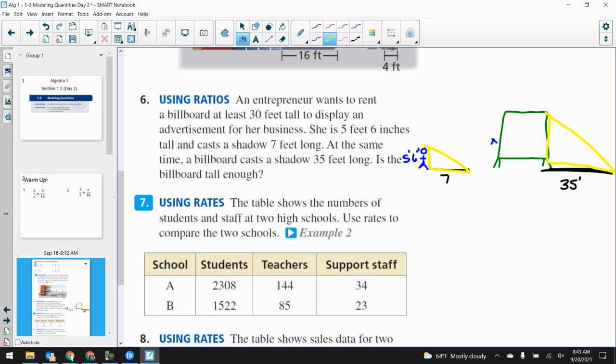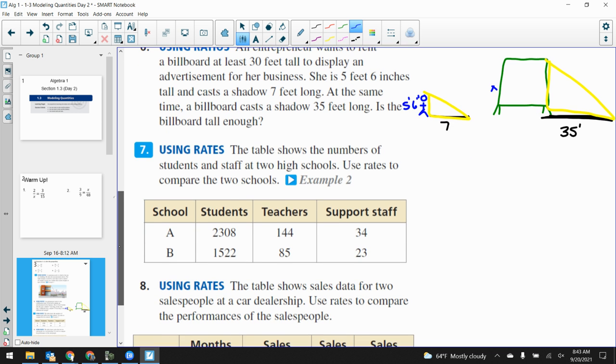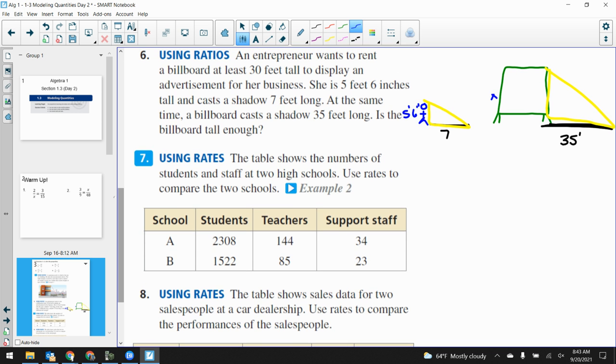So now creating my two triangles, I can see some proportions that I can create. Can somebody tell me the proportion that I can create? Nate. You can just make it simple and put 5.5 over 7 is equal to x over 35. Yeah. Now, where did we get the 5.5? Remember that 5 foot 6 inches is not 5.6. Close. But it's not 5.6 because inches is out of 12 inches in a foot. So we've got to take 6 out of 12, and 6 out of 12 is 0.5.